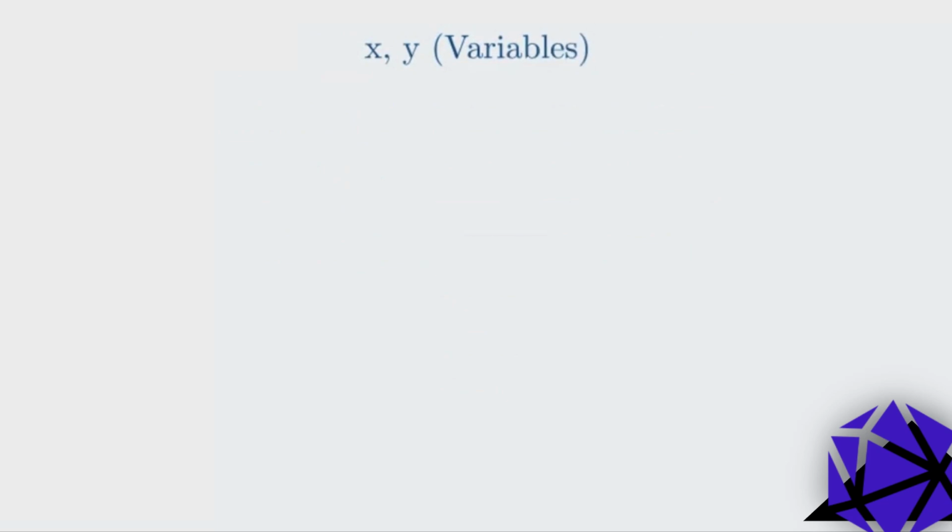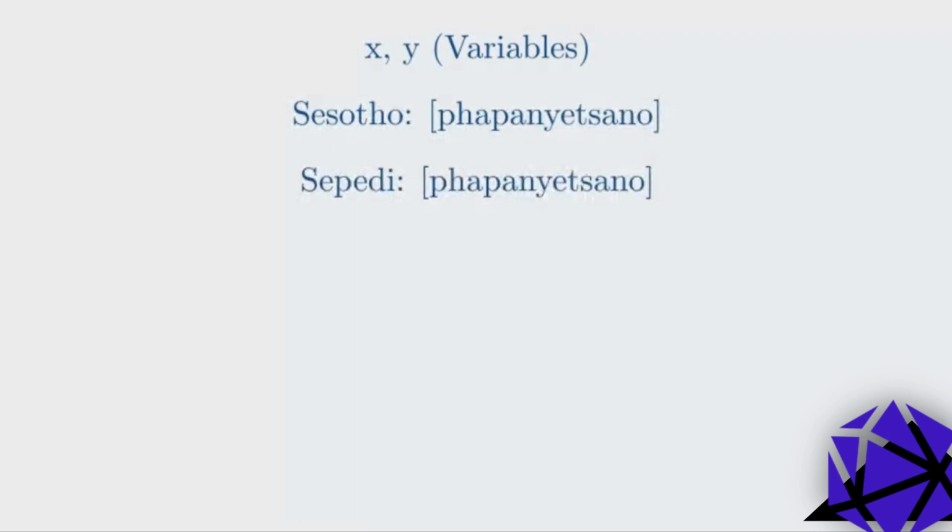A variable is a letter, like X or Y, that represents a number we don't know yet. It's a placeholder. In Sesotho, we say fapanyetsano. In Sepedi, we say fapanyetsano. And in Zulu, we say okuguchu kayo. For example, in the equation x plus 2 equals 5, x is the variable. We need to find the number that, when added to 2, gives us 5. In this case, x is 3.